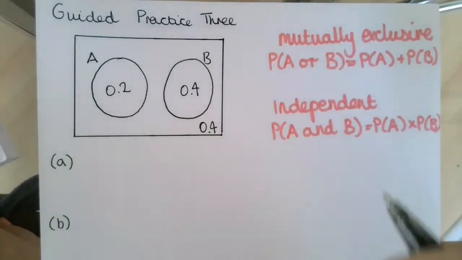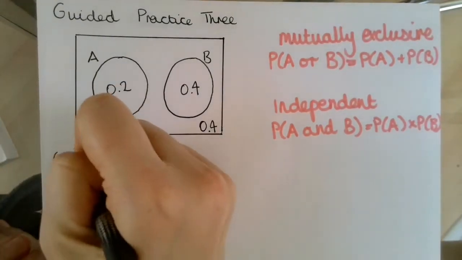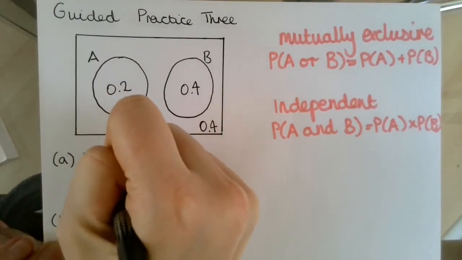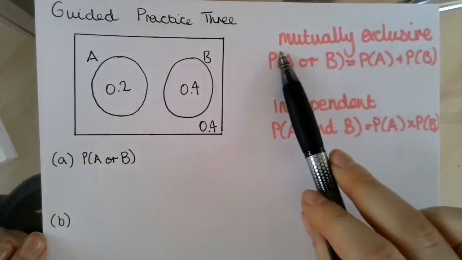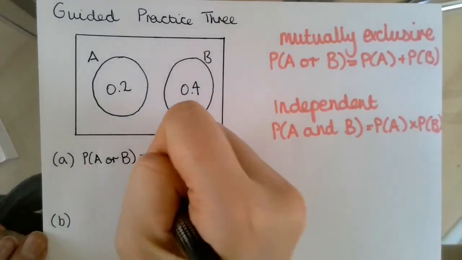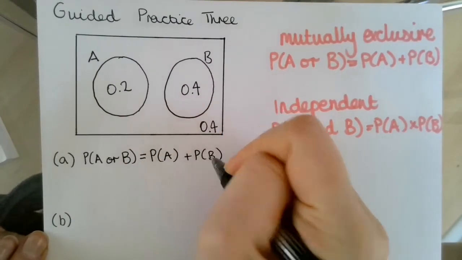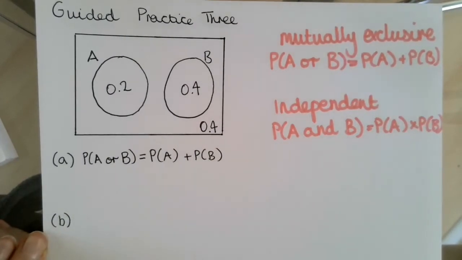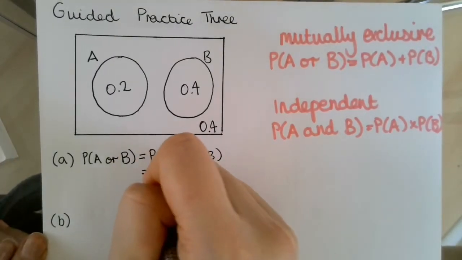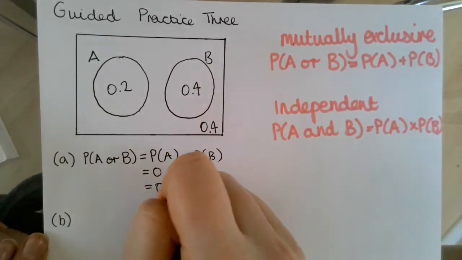So part A is asking for the probability of A or B. Now, you will have seen on the input slide that for mutually exclusive events, the probability of A or B is equal to the probability of A plus the probability of B. So I'd always make sure that you write this down at the beginning of your question. So we're doing 0.2 plus 0.4, which is 0.6.